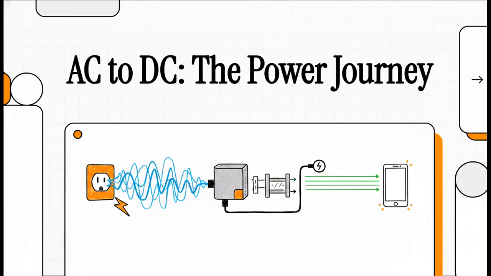Have you ever stopped to think about how the wild, chaotic electricity from your wall gets turned into the steady, reliable power that your phone or laptop actually needs? Well, that's the journey from AC to DC, and it's a pretty incredible process that happens inside almost every gadget you own. So today, we're going to trace that power's journey step by step.